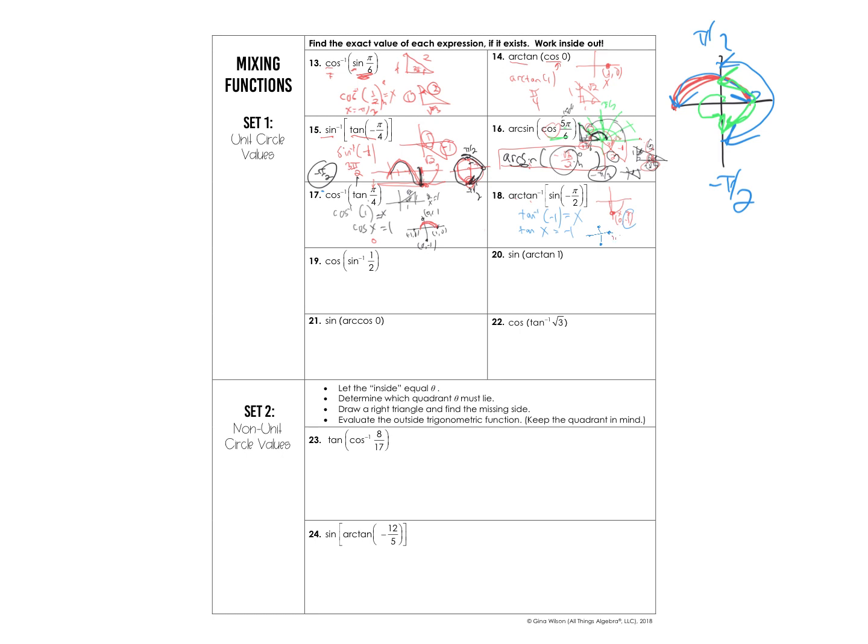And this point was 1, 0. This point is 0, 1. This point is negative 1, 0. This point is 0, negative 1. Tangent means y over x. Will any of those give me a negative 1?